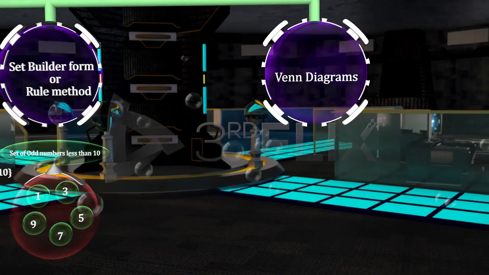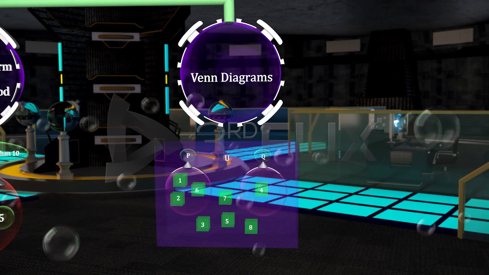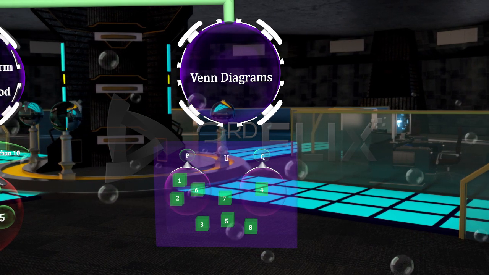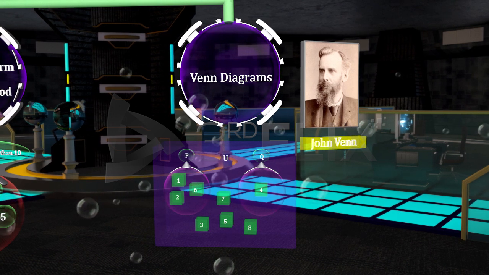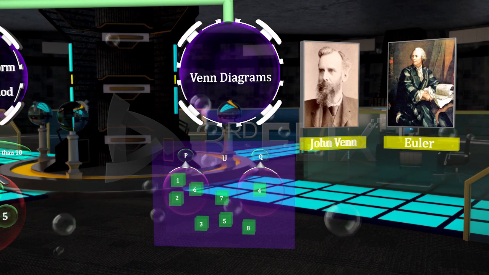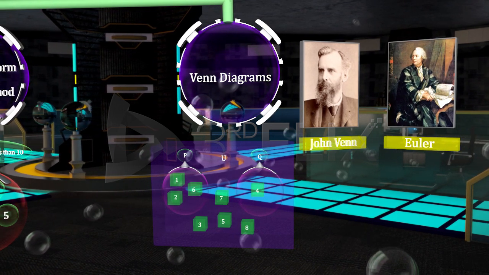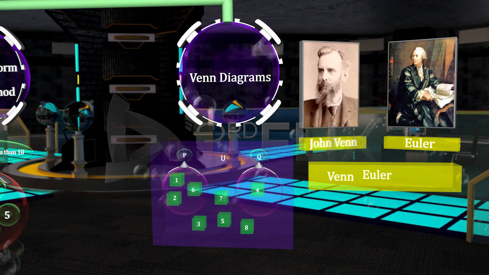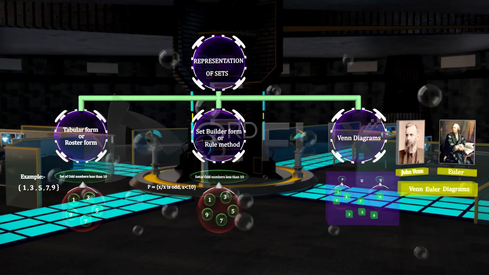Venn diagrams. Simple closed figures are used to represent sets. These closed figures were first used in 1880 by John Venn, an English mathematician. These figures were also used by Leonhard Euler, 1707 to 1783, a Swiss mathematician. So, these figures are also called Venn-Euler diagrams or simply Venn diagrams.